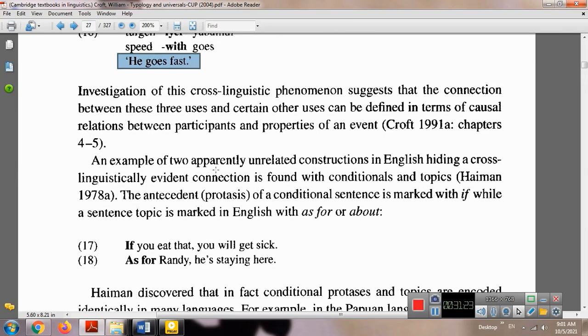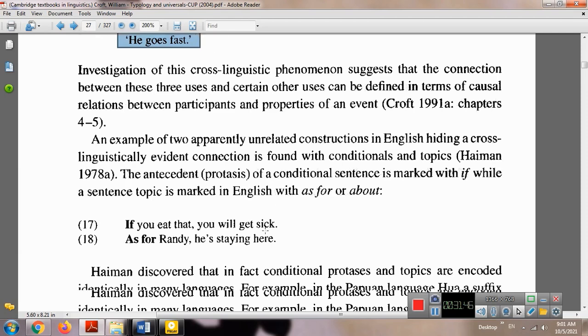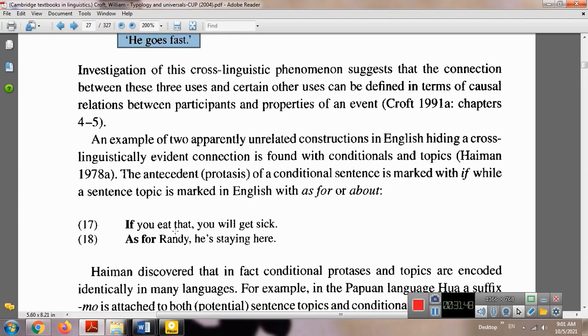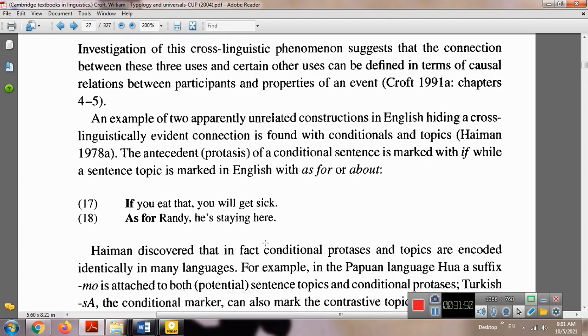An example of two apparently unrelated constructions in English hiding a cross-linguistically evident connection is found with conditionals and topics. The antecedent of a conditional sentence is marked with if, while a sentence topic is marked in English with as for or about. If you eat that, you will get sick. As for Randy, he's staying here.